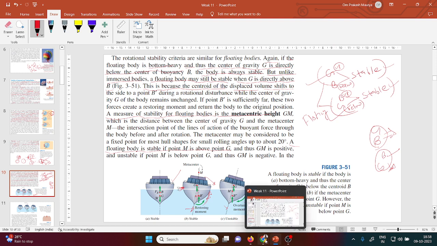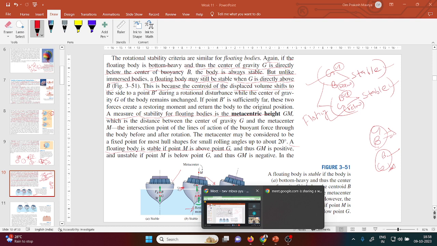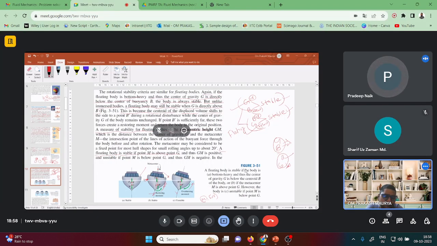What I was trying to understand, what is actually the metacenter? Metacenter means center of what? Yes, yes, definitely. Sarif, are you getting it?